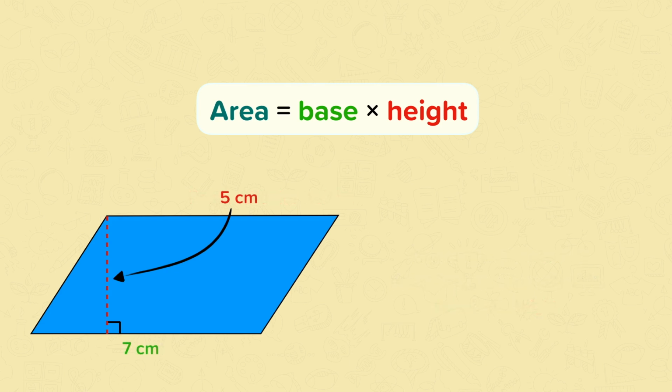Let's go through this example together. This parallelogram has a base of 7 centimetres and a perpendicular height of 5 centimetres. We multiply the base, 7, by the height, 5, to calculate the area. 7 times 5 is 35. The area of the parallelogram is 35 centimetres squared. Remember, when you give the area of a shape, it's in squared units.